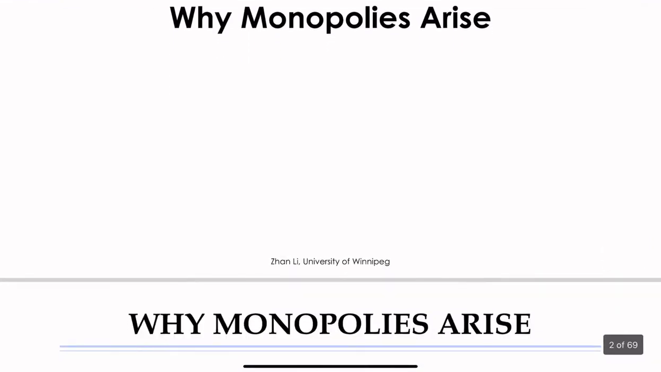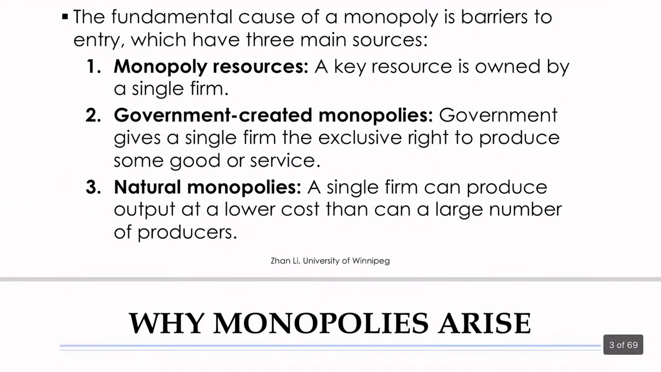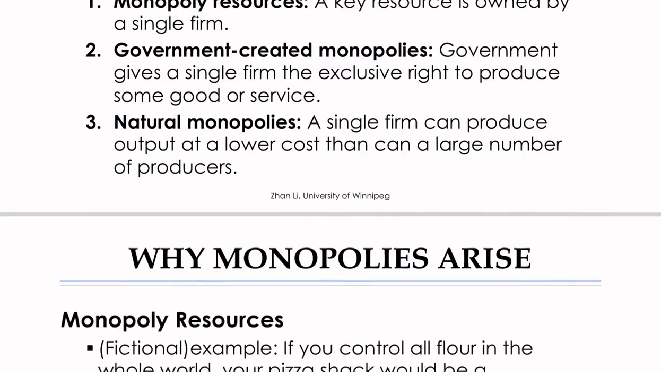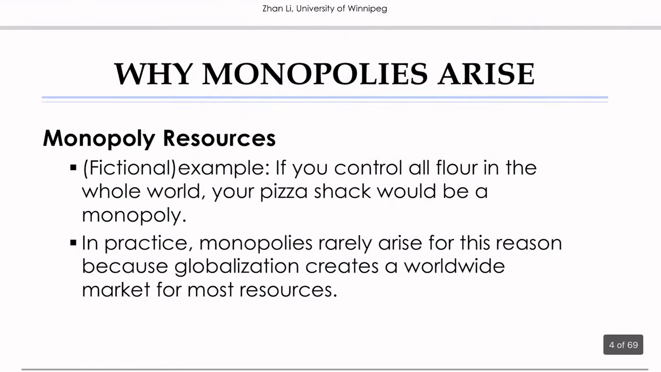Now, let's first understand why there are monopolies. So essentially we ask why monopolies arise. There are three reasons. The first one is monopoly resources. So essentially, a key resource is owned by a single firm. Then naturally, this firm will become a monopolist, right? Say we have this fictional example. So let's say if you control all flour in this whole world, then your pizza chain will definitely become a monopoly, right?